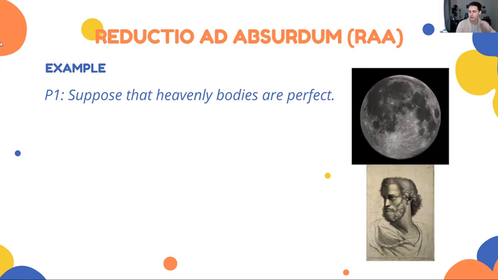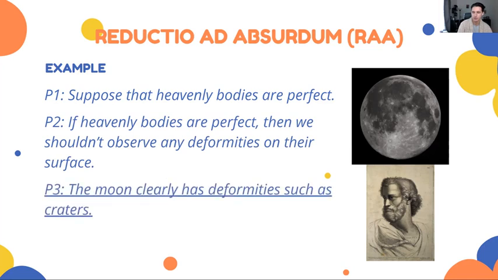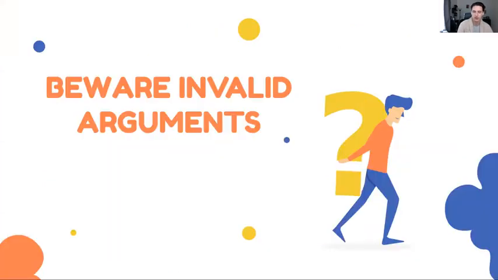Galileo is often credited with developing the telescope, not creating it, but developing it. And he did a lot of observations on the moon and discovered some moons of Jupiter that we name after him. So let's suppose that heavenly bodies are perfect, Aristotle. If heavenly bodies are perfect, then we shouldn't observe any deformities on their surface. But what happens when we look at the moon? There's lots of craters and deformities. So therefore, heavenly bodies are not perfect. So another good example of reductio ad absurdum.